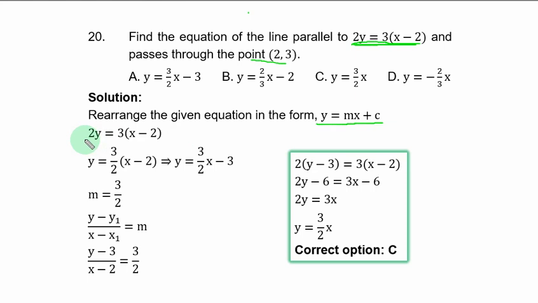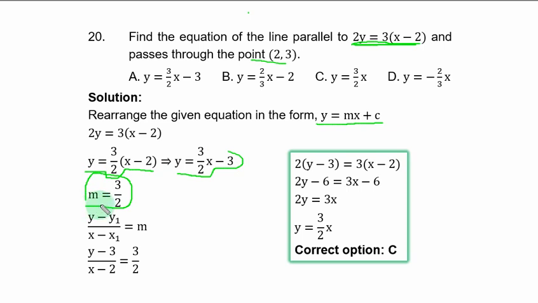So you come here, you divide through by 2, and you have y equal to 3 over 2 times x minus 2. If you open the bracket, you have y equal to 3 over 2x. Now 3 over 2 times 2, you see 2 taking off 2, and you are left with minus 3. So therefore, m is equal to 3 over 2.